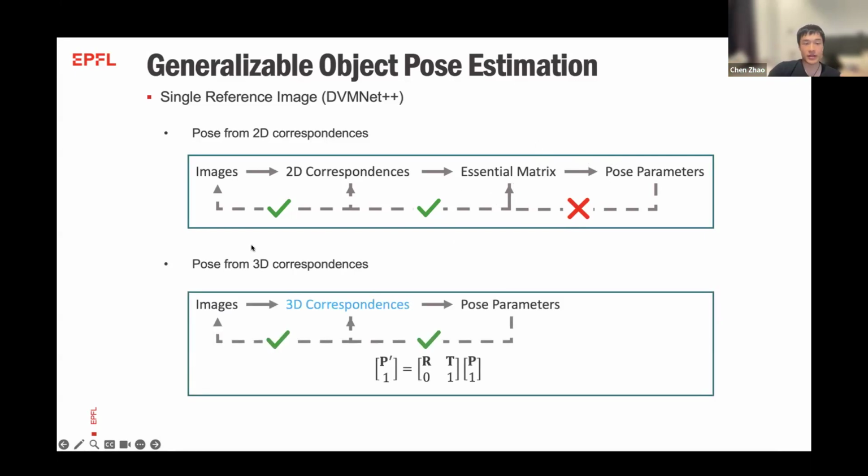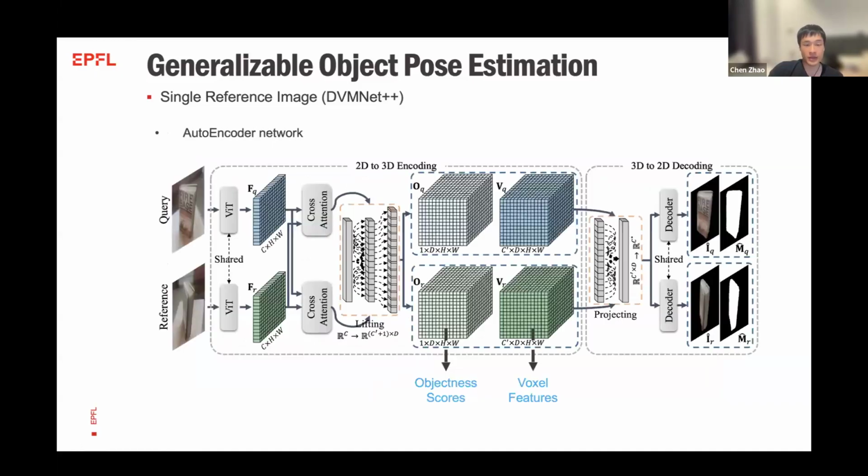But by contrast, if we compute the pose from 3D correspondences, the whole pipeline is very simple. We just have 3D correspondences, and we can directly solve this problem to get the camera parameters. Of course, it's fully differentiable. But the main challenge here is how we get the 3D correspondences from 2D images, right?